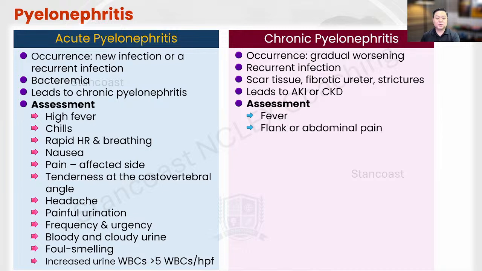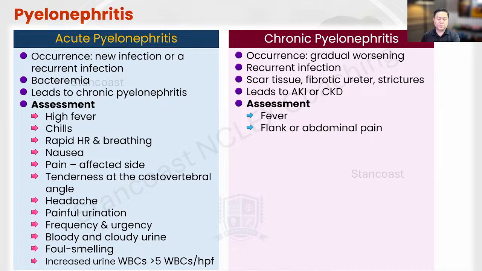And there's also going to be flank or abdominal pain because the kidneys are located in the flank area, and also because of the inflammation or infection of the renal tissue. This can cause some discomfort, and it will radiate to the abdomen because of its proximity to the kidneys and also sharing the nerve pathways. So again, this is the localization of the pain in the flank area and also the abdominal pain.